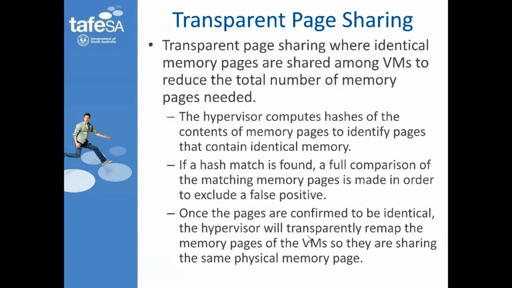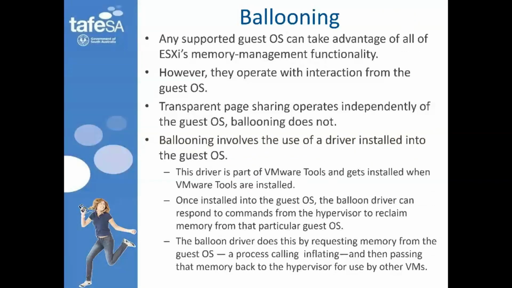So when it's talking about transparent remapping, it means the virtual machine doesn't even know about it. They don't care about it. They don't have to do anything about it. They just use it, and it's actually working behind the scenes. So ballooning, so there's another process. Any supported guest operating system can take advantage of all the ESXi memory management functionality. However, they operate with interaction from the guest OS. So this ballooning, so transparent paging operates independently from the guest OS because it's transparent, doesn't even know, but ballooning does not.